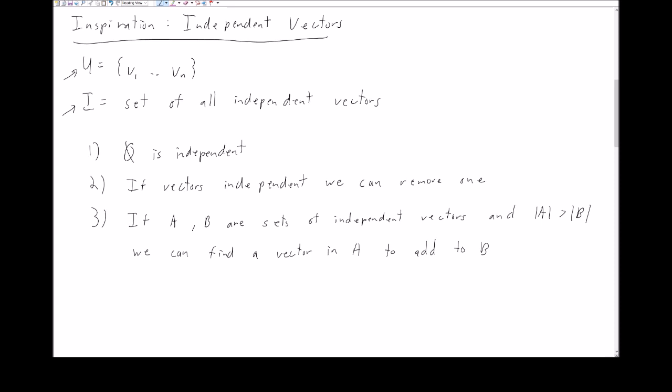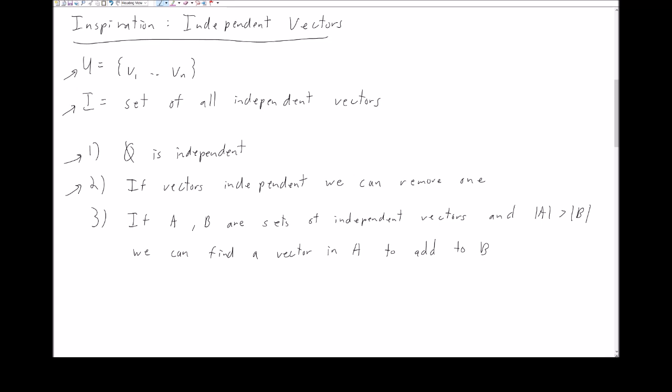The first property says that the empty set has to be independent, and this is the case. The empty set of vectors is an independent set of vectors. Second, we have to check the inheritance property. If we have some set of vectors, then we can remove a vector, and this set of vectors will remain independent. This is a general property of linear algebra. So we satisfy property number 2 as well.